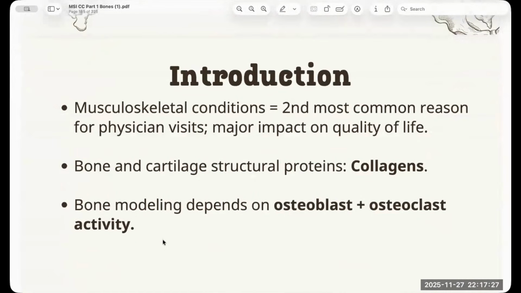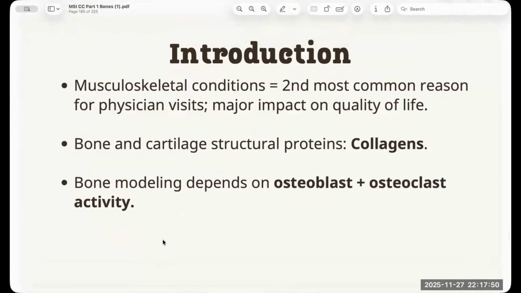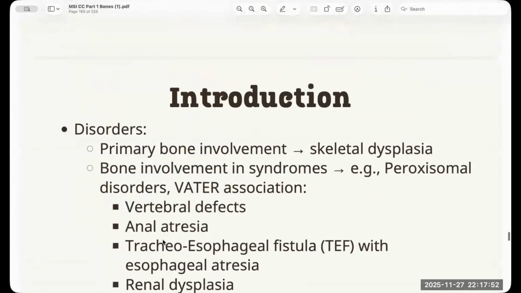Okay, so as an introduction, the musculoskeletal conditions in genetics are the second most common reason for physician visits, okay? And they cause a major impact on quality of life, okay? There are bone and cartilage structural proteins, which are the collagens, and bone modeling depends on the osteoblasts and osteoclasts, and everything here we mentioned before, just a very brief introduction.